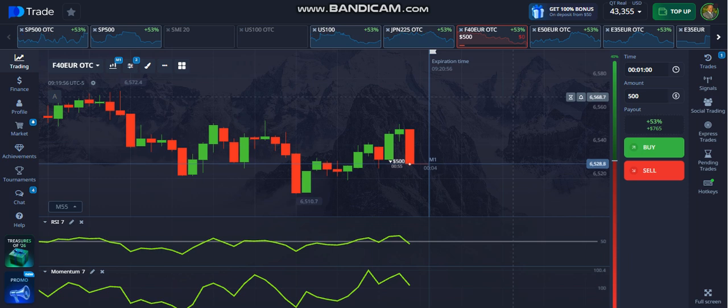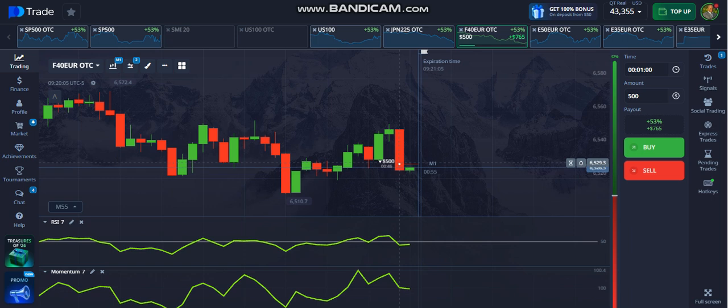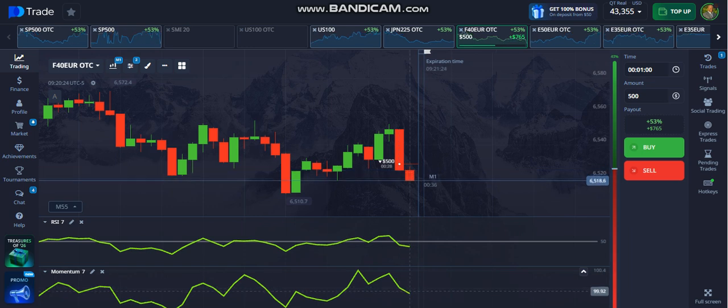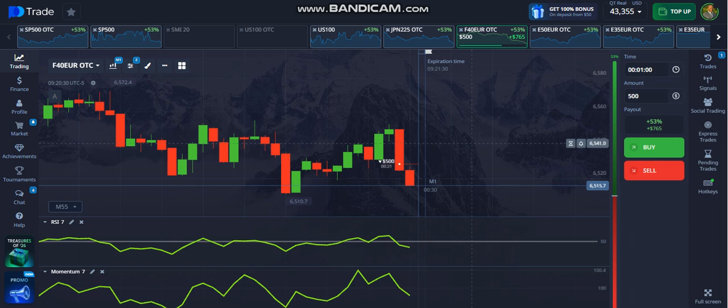Okay, so I'm on the Financial 40 Euro stock indice here, and I just took a sell trade. The reason why I took the sell trade here is you see a strong bearish candle developed here. In addition to that, the RSI line crossed below the 50 line in a downward direction. In addition to that, the momentum indicator line is also sloping in a downward direction, suggesting to me that there's going to be a bearish movement to the downside over the next 60 seconds.